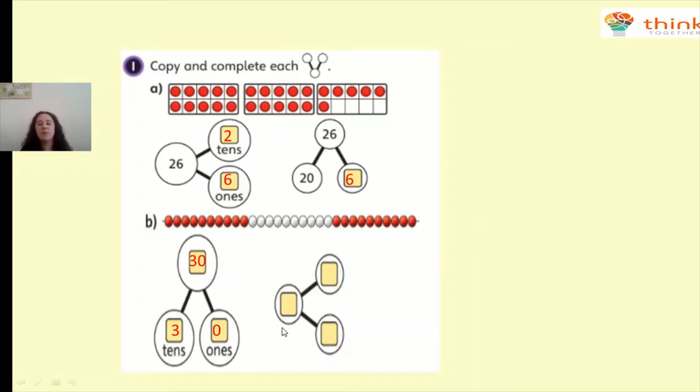Right, let's put that into one more part whole model. So our whole again is 30. Do you think you could tell the person you're with what we could split this into? Well done. We could split this into 30 and 0.